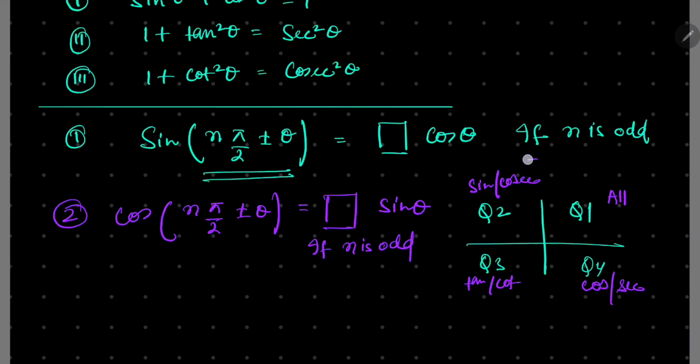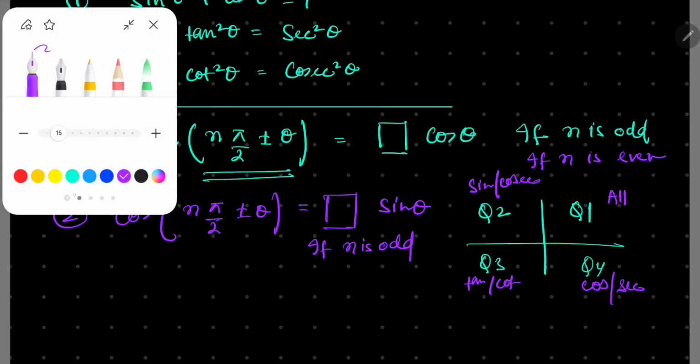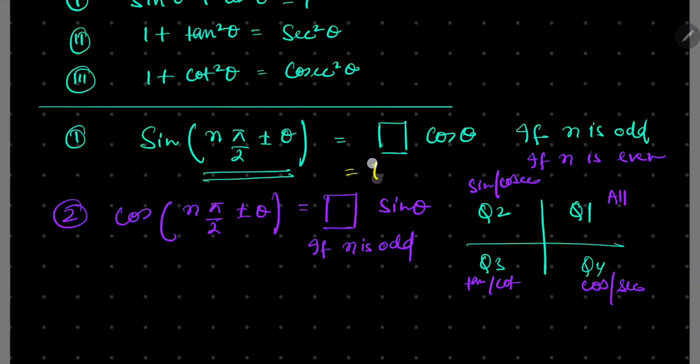What happens if n is even? What happens when n is even? Then sine will be according to the angle, decided by which quadrant we are lying in, as I discussed here, and this remains the same, sine theta. And similarly here, if n is even, this becomes cos theta.